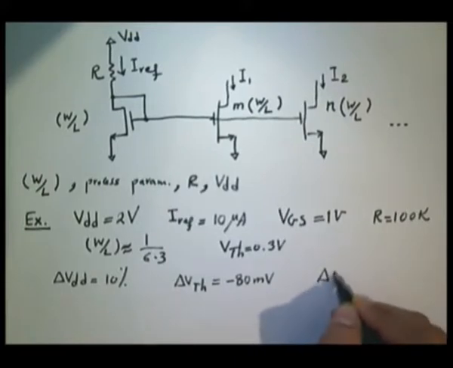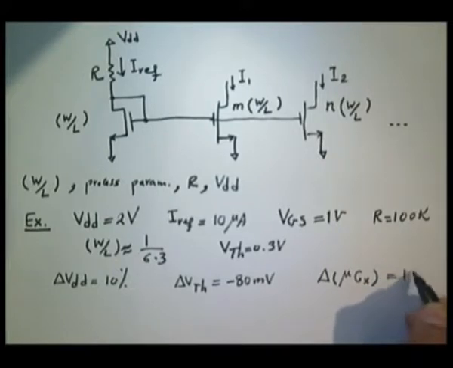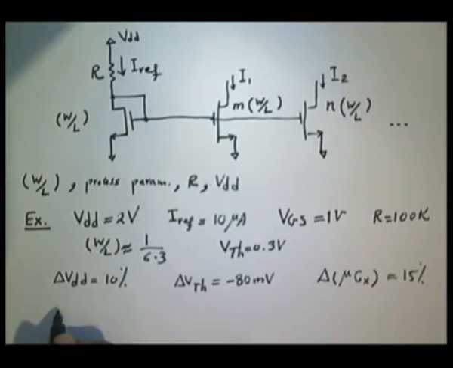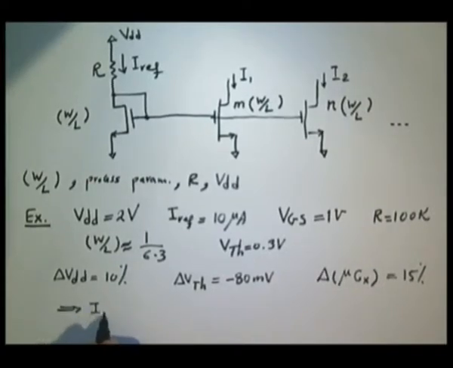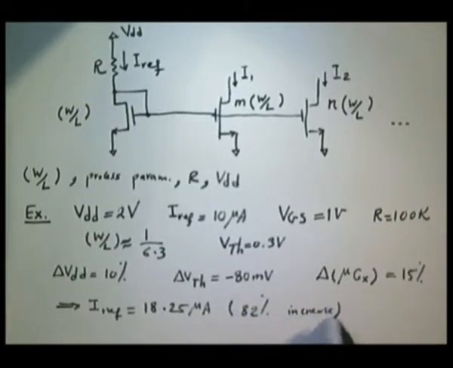And suppose mu Cox changes 15%. Now what will happen? If you do all calculation, I don't enter into the details, you will get IREF is equal to 18.25 microamp. What does it mean? 82% increase in the current. And actually 82% is too much.